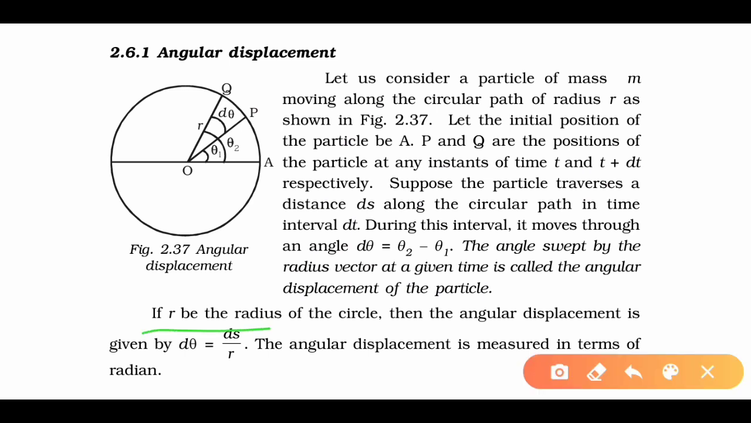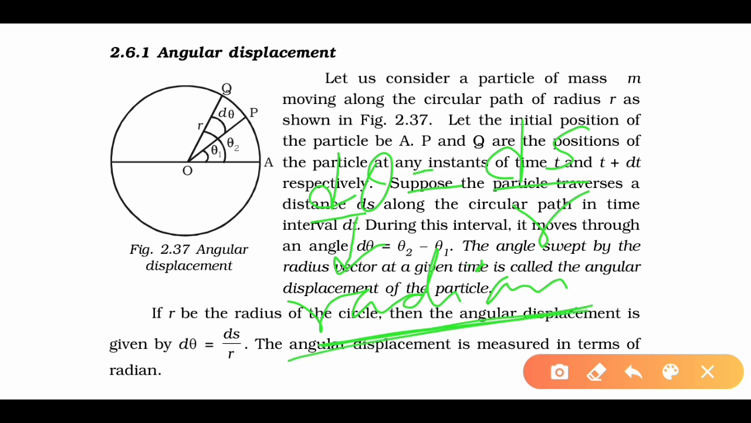If r be the radius of the circle, then angular displacement is given by d theta equals ds upon r, and the unit of the angular displacement will be radian. So remember the unit of this quantity. Okay, unit of the angular displacement will be radian. Clear? And ds is an arc and r is a radius.